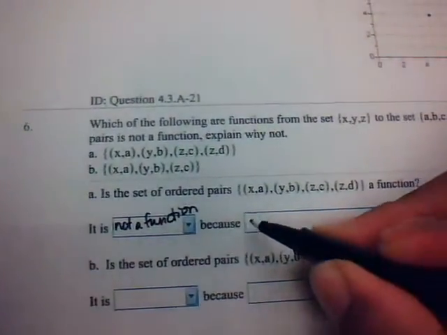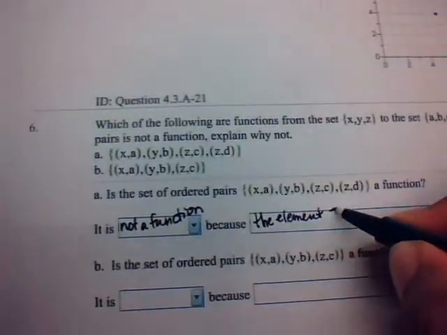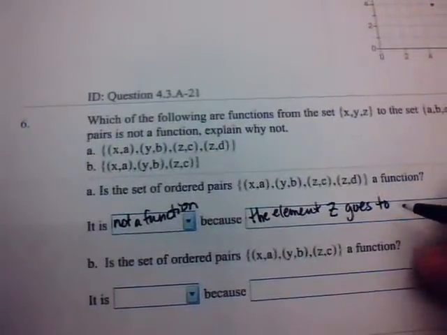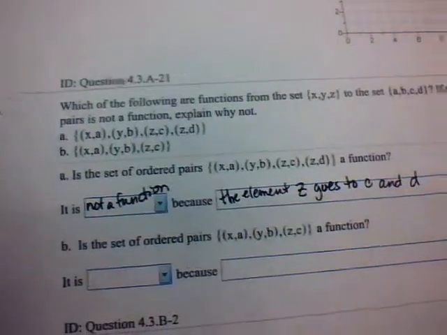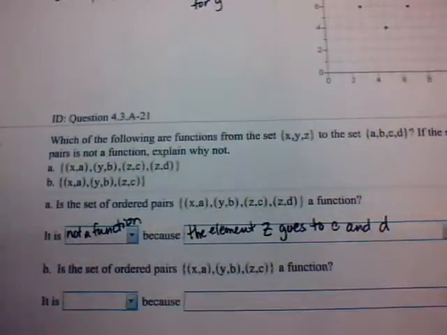And it'll tell you that the element called z goes to c and d. Because z is paired with c and z is paired with d.